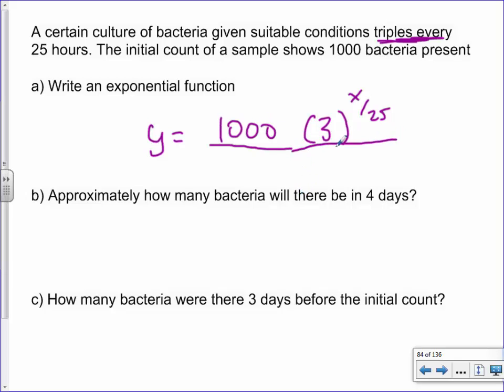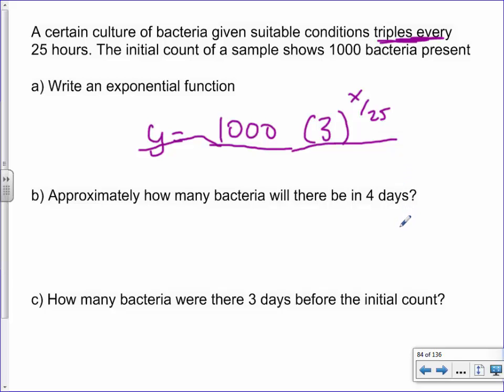Being able to write an equation, I can't really give you a "always do this," unfortunately. But I can hopefully give you some good problem solving methods as to what would probably work. The 1,000 right here refers to how much you start with. The 3 refers to the fact that you're tripling the bacteria all the time. And then x is your exponent, but I'm dividing by 25 because it takes 25 hours before you actually even triple for the first time. So there we have an exponential function.